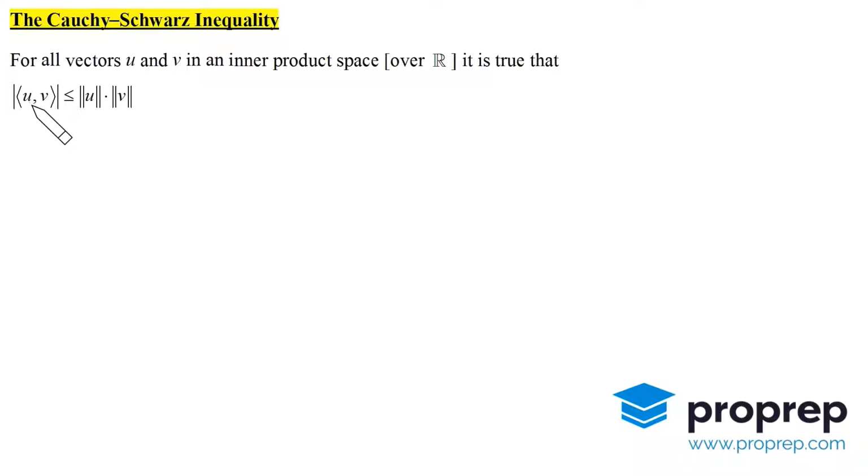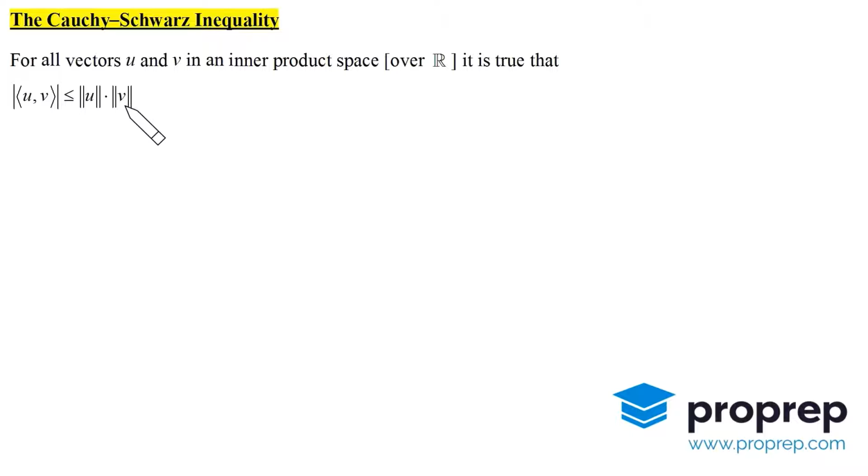This is the inner product of u with v. The inner product of two vectors gives us a scalar, a number. And as a number, we can take its absolute value. So it'll be a non-negative number here. On the right-hand side, the norm of a vector is also a scalar, a number. Happens to be also non-negative. But in any event, we have a number times a number. So this is just an inequality that one number is less than or equal to the product of these two numbers.